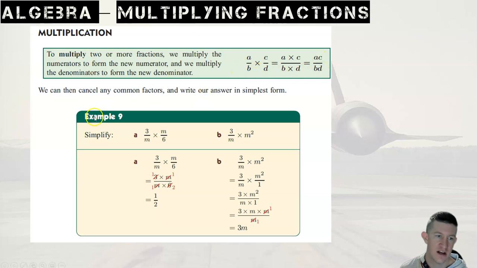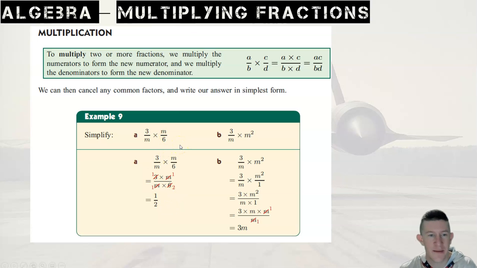So in an example here, if we were simplifying this fraction, we've got 3 on M times M on 6. We times top and bottom, we get 3 times M, which is 3M, and we get M times 6, which is 6M, or M6. Generally, we do the number first, so it's 6M. So we're going to have this sort of 3M on 6M. The 3's will cancel out with the 6's, so we get 1 on 2. We end up with half.